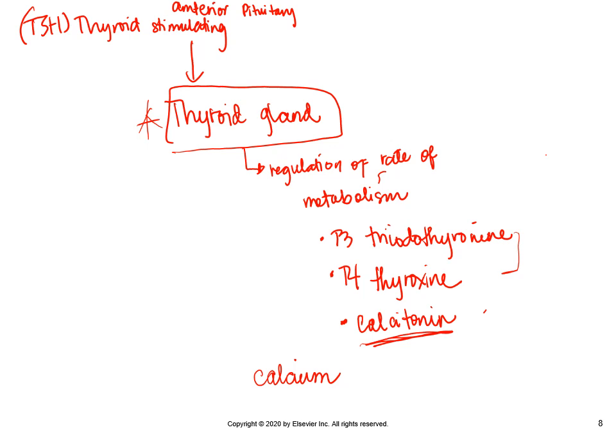So, for example, this is your blood vessel, right? And in the blood, you have calcium. Now, for example, this is your bone, and of course, there's calcium. All right, so what's happening is when there is an increased calcium here in the blood, there's a lot of calcium. The thyroid gland is going to secrete that calcitonin.